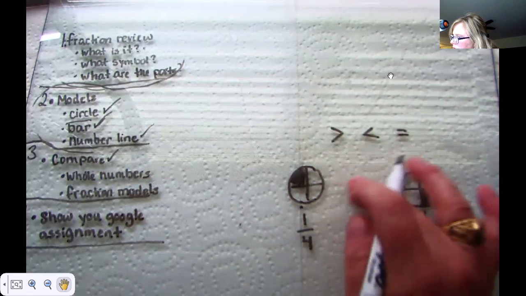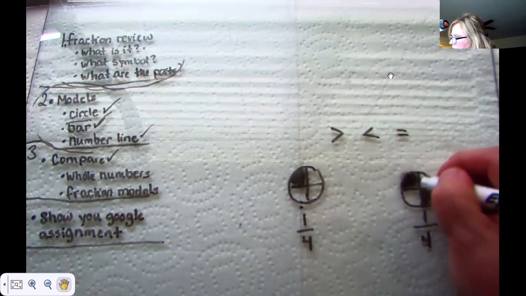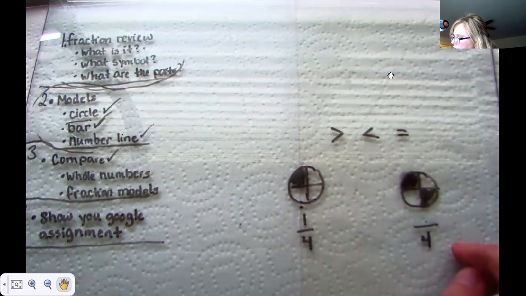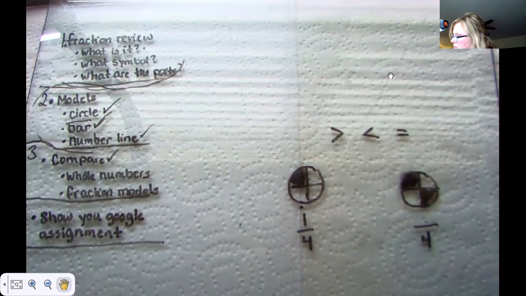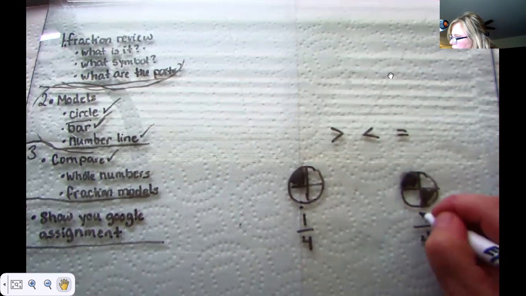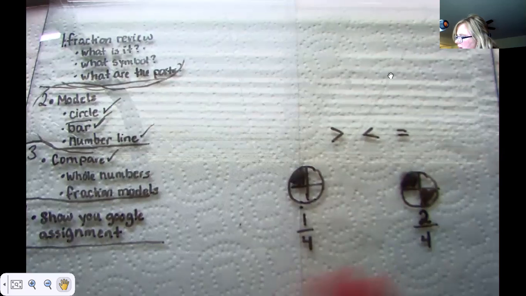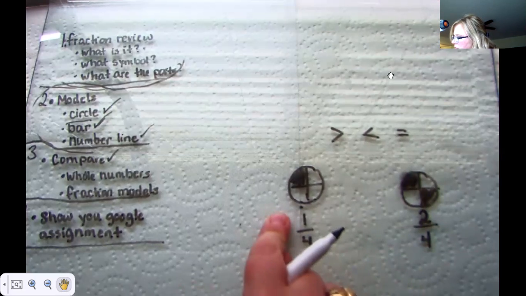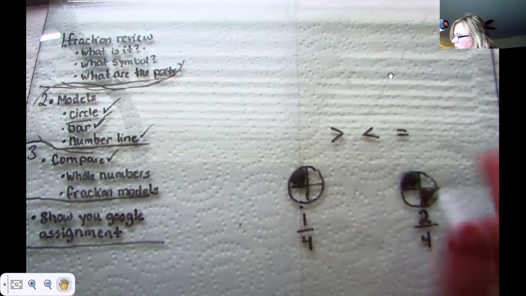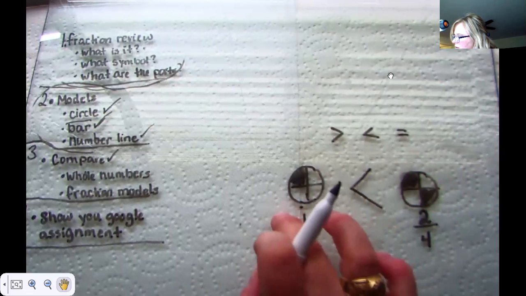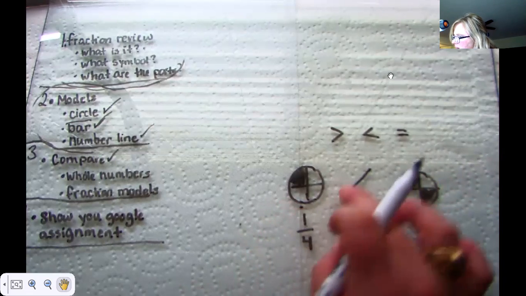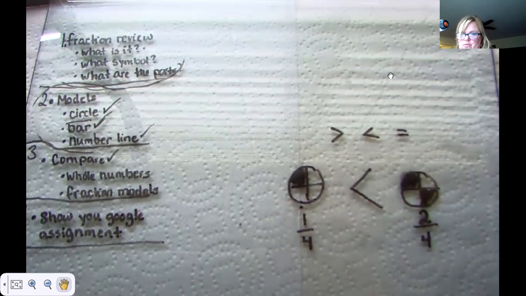Let's change it and say, well, what about this? Now I identify my whole. I see that my whole is divided into 4 equal parts. 2 of those parts are shaded. Well, now things change. If I compare this, I know that this value is not as much as this value. So this value is more. So 1/4 is less than 2/4. Okay.